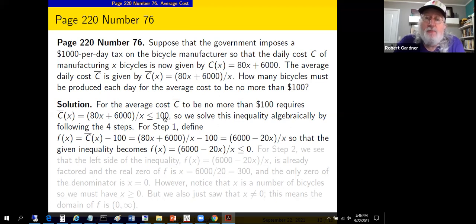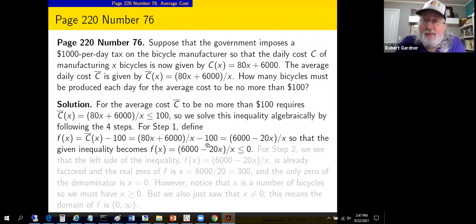First, we need one side of this inequality to be 0. Here, neither side is 0. This is the first time we've seen this in our examples today. So how about we define f of x to be this average cost function minus 100. We take the 100 to the left-hand side. That will produce this. Subtracting 100 from both sides produces this.